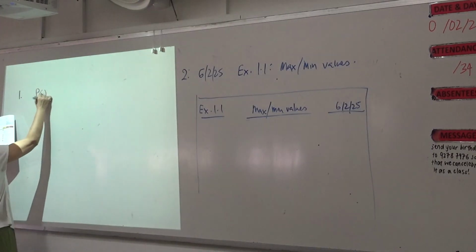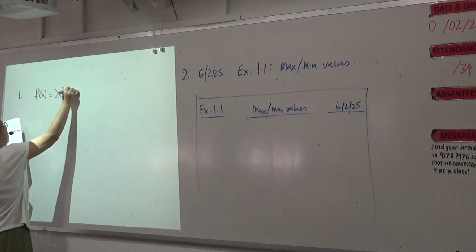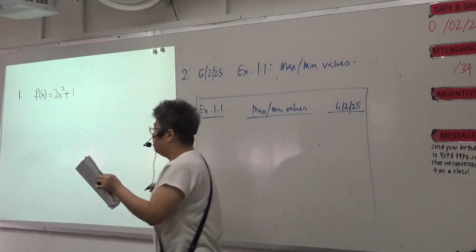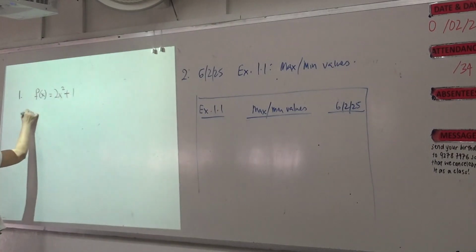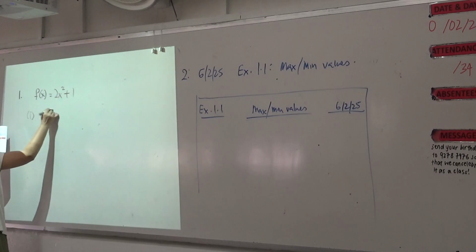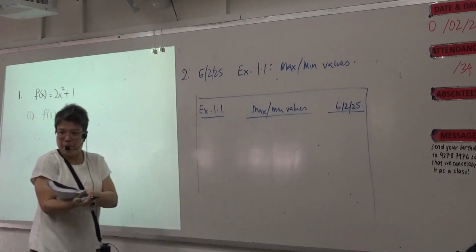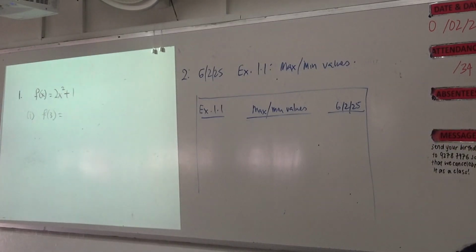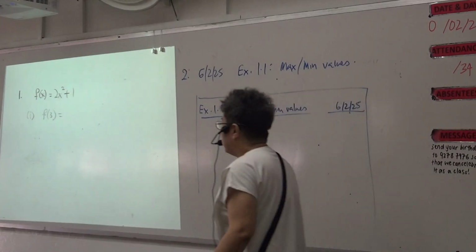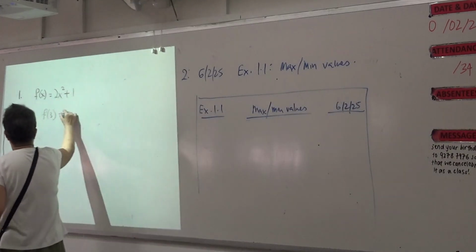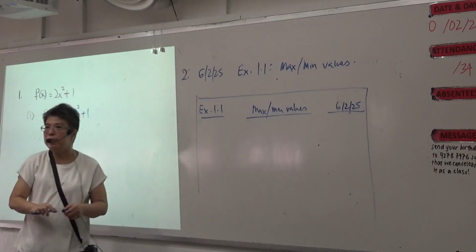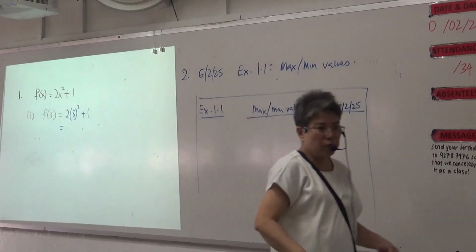Given that f(x) is 2x squared plus 1. Part 1: find f(3). Okay. What's the meaning of f(3)? x takes the value of 3. Okay. Don't just give me the answer. Can you write down this? Then you give me your calculator answer. All of you do it now.